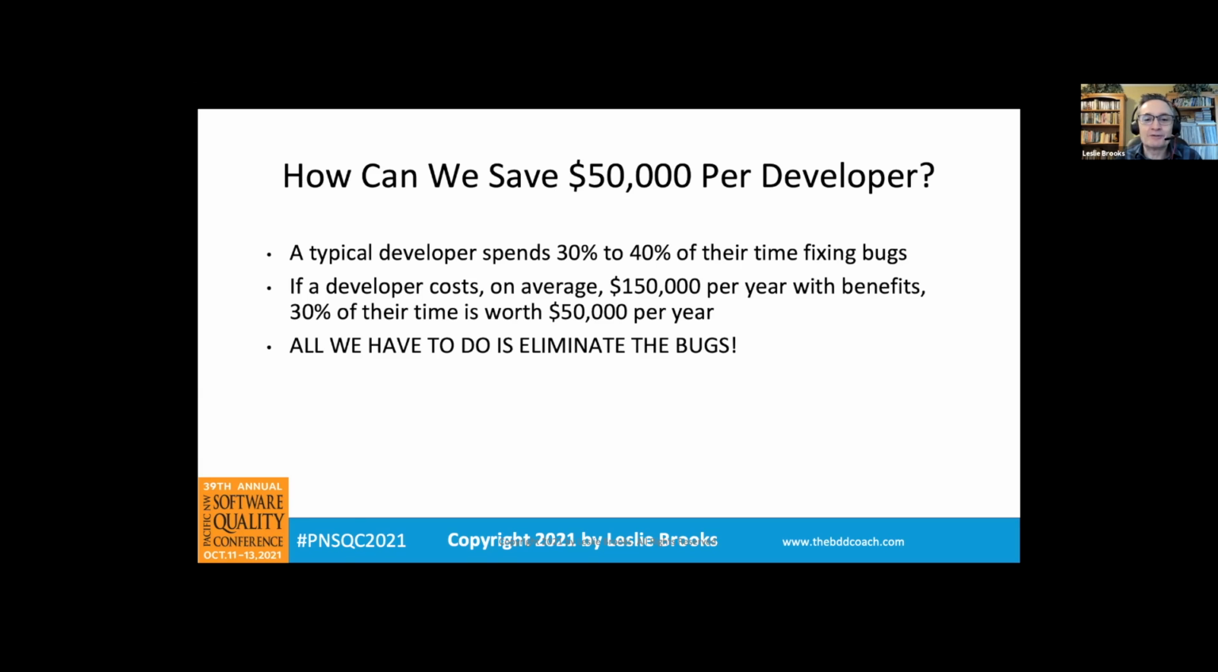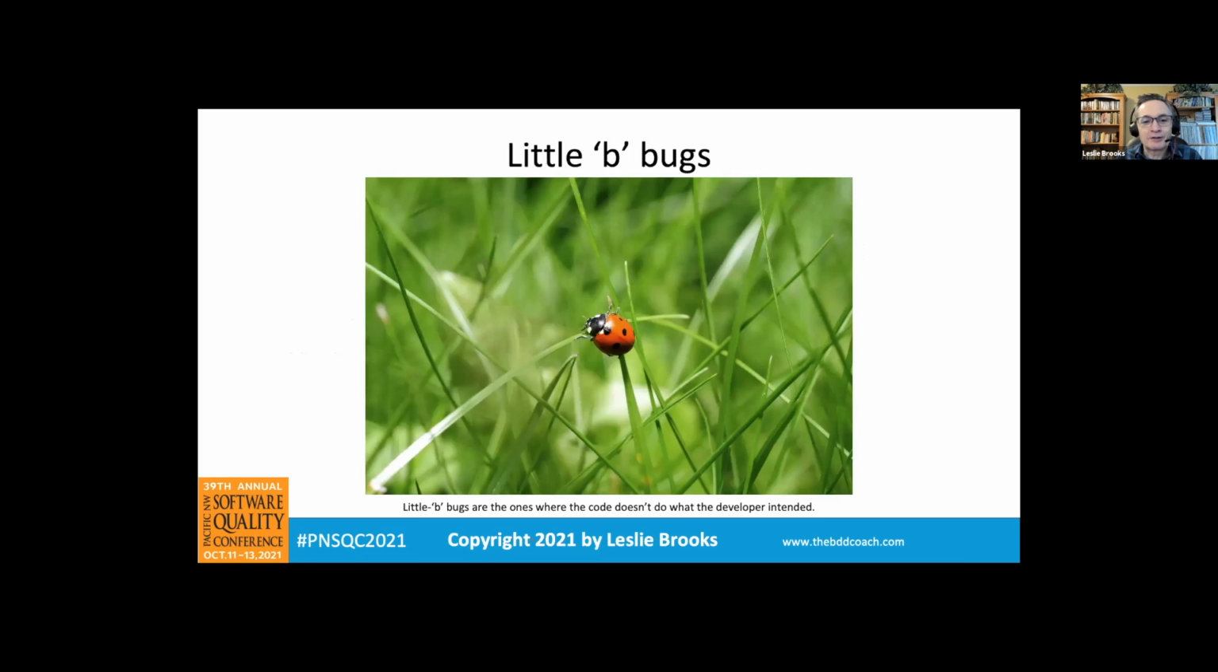I like to talk about two types of bugs. There are little b bugs, and little b bugs are the ones where the code doesn't do what the developer intended. The comparison is wrong. They allow 21 characters in the field instead of 20, and the last character disappears off the end, or the database field isn't large enough for the data that's supposed to go into it. Those are little b bugs, and they may or may not be difficult to find. They're usually not expensive to fix.